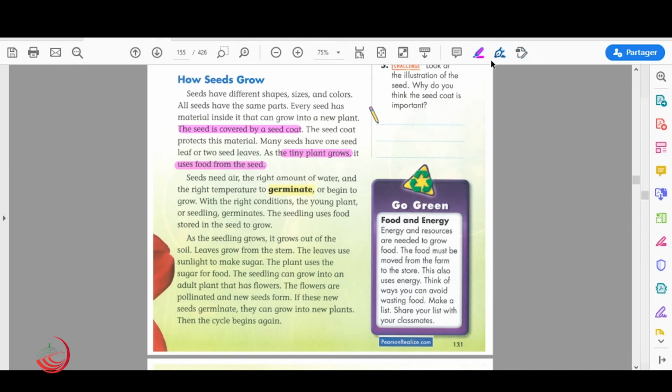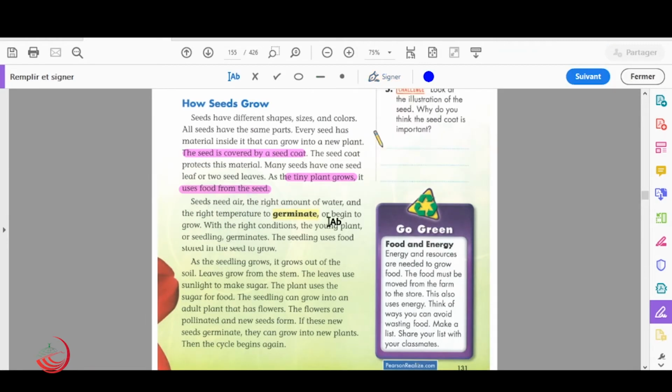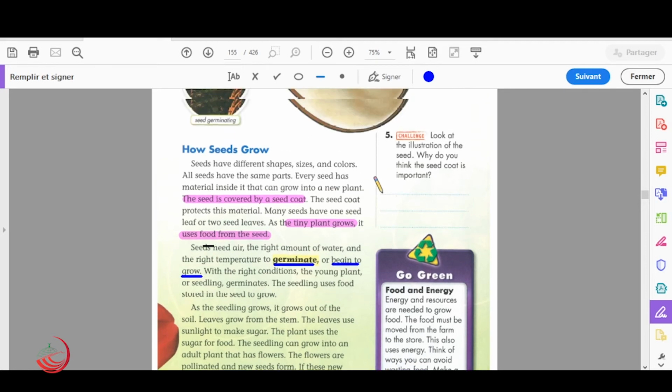Let me underline this and this, so you know it has the same meaning. To germinate is to grow. They are synonyms. With the right conditions, the young plant means the tiny plant or seedling. So we call it the seedling.